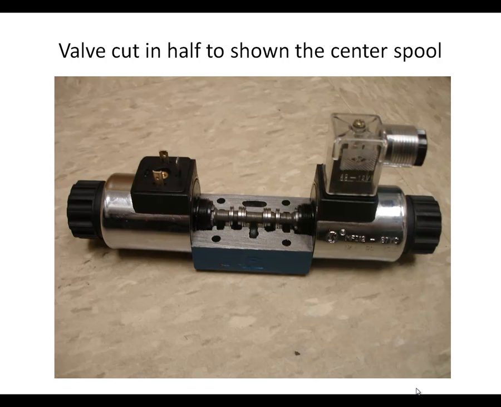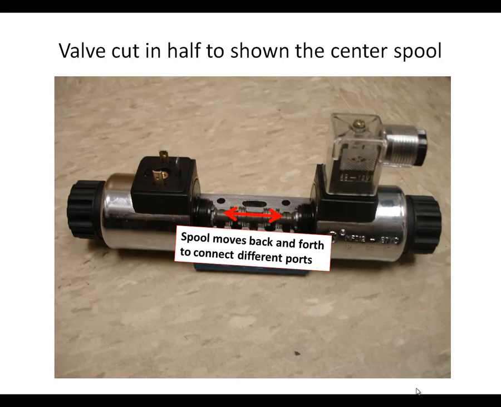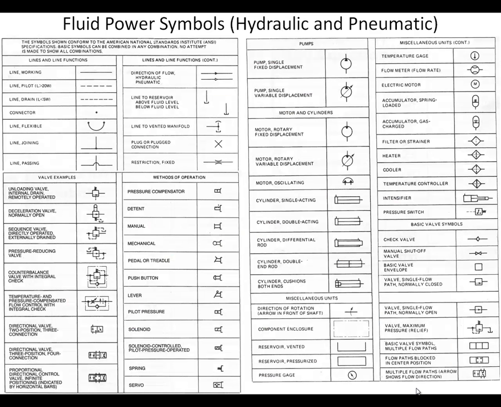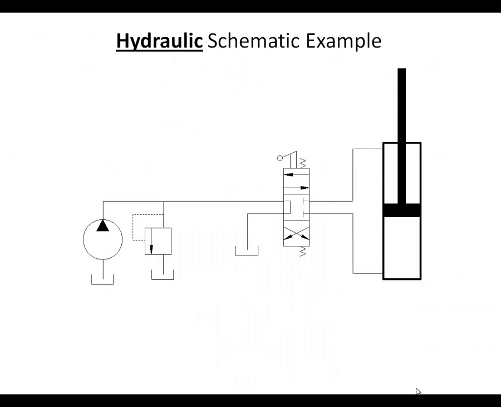Here is a control valve that has been cut in half so that you can see the center spool. This spool will move back and forth to connect different ports. And these two solenoids are the actuators that will push that spool back and forth. Here are some fancy standard symbols for when you're doing schematic diagrams of a fluid power design. Here's a hydraulic schematic example.